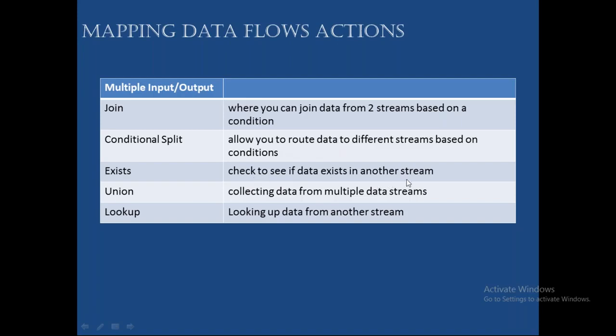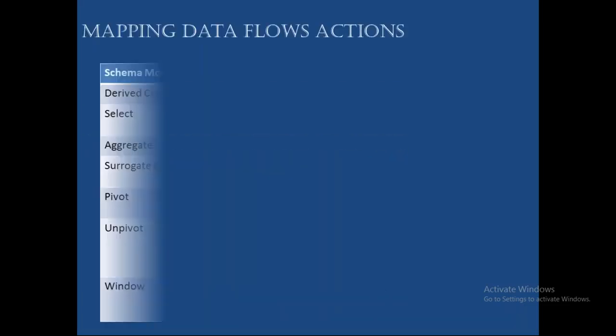Exists, check to see if data exists in another stream. So you are going to see whether data is available in a stream or not. Union, collect data from multiple data streams. For example, you have table 1, table 2, table 3. If I want to union all those, you can use union to combine. Lookup, look up data from another stream. So you want to look up onto another stream. Let's say lookup, why we used it in our pipeline: to look up onto the table to get metadata. In the same way here, we are going to look up on input streams to see if some data is available or not, something like that.